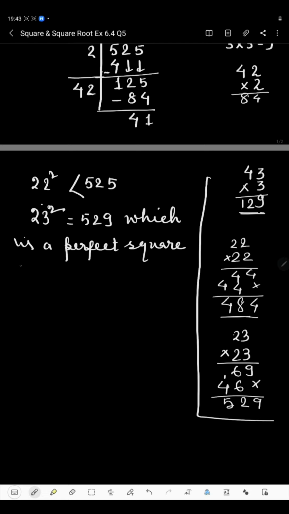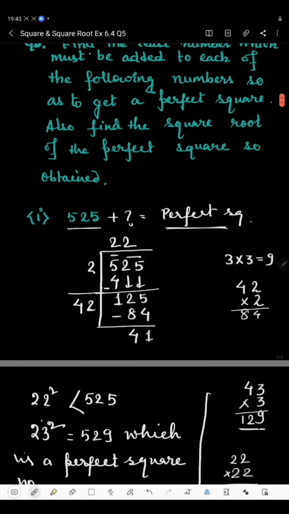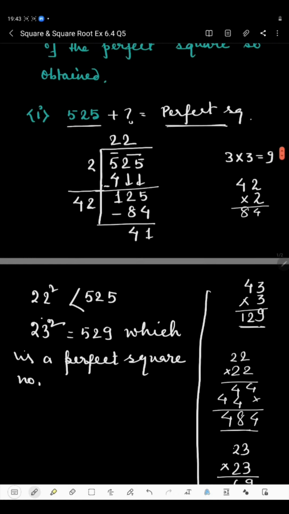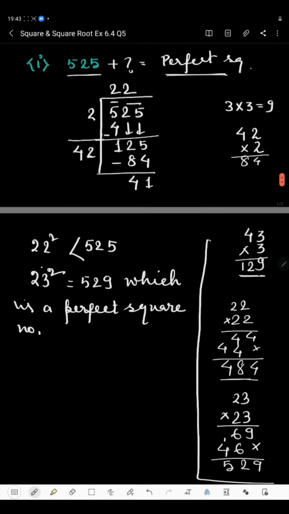Now the question is what should be added. Which least number should be added to get a perfect square number? Here we have 525, and the square number we have got is 529. So what should be added to 525 to get 529? It's 4, because 525 plus 4 is 529. So 4 should be added. Now how to get 4?